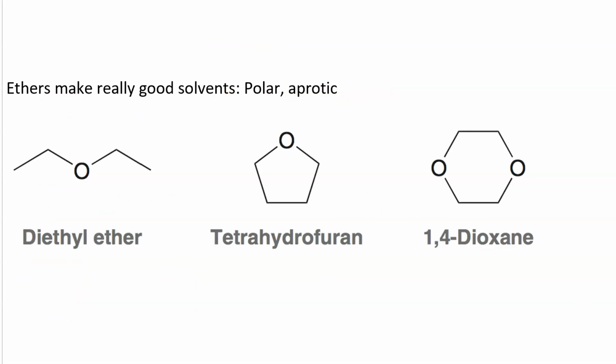Because ethers are good solvents themselves, because they're polar aprotic, they're great for SN2 reactions. Right, so here's diethyl ether, an acyclic ether, and tetrahydrofuran, a cyclic ether with 4 carbons, and 1,4-dioxane, another cyclic ether. Well, it's a cyclic diether. All of these are good solvents for SN2 reactions.